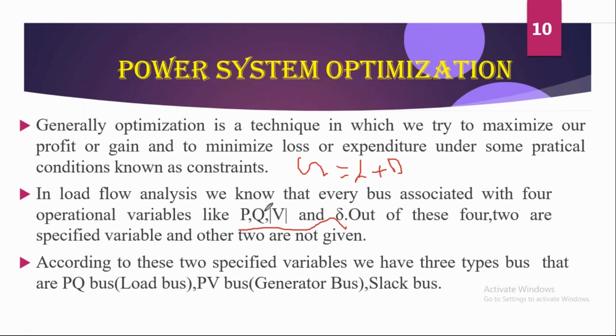These four parameters are also involved in power system optimization. In the case of generation optimization, it is fuel availability and capacity of the plant. But in the case of power system optimization, it is the real power, reactive power, voltage, and phase angle. So these four parameters are involved.